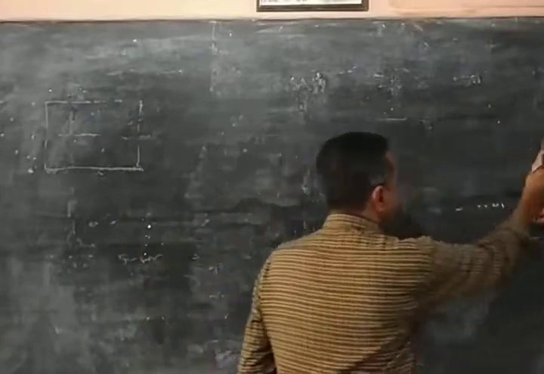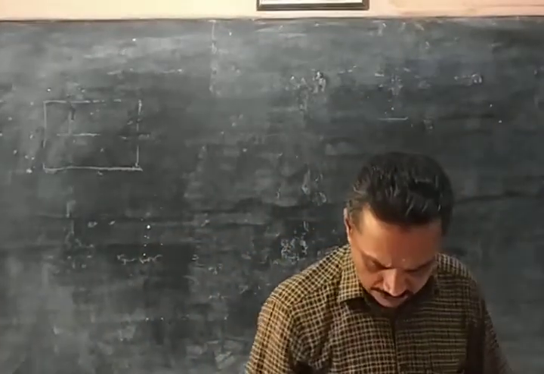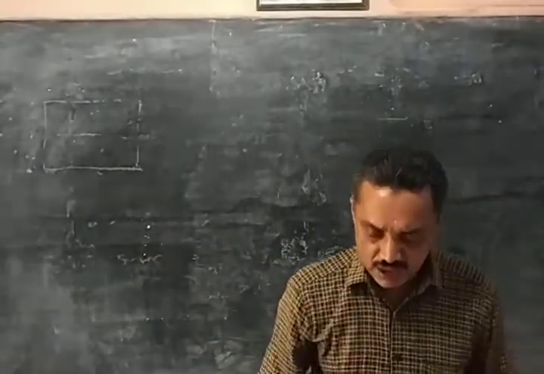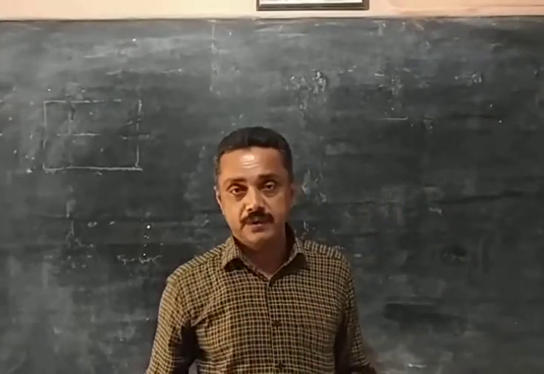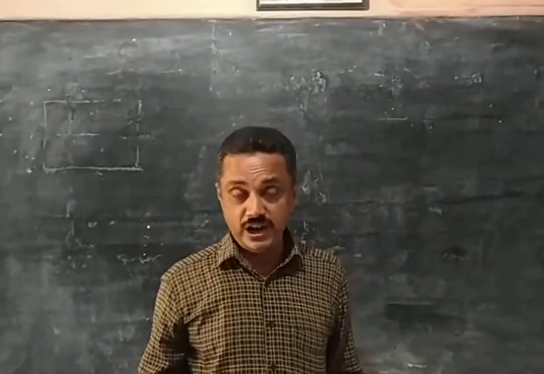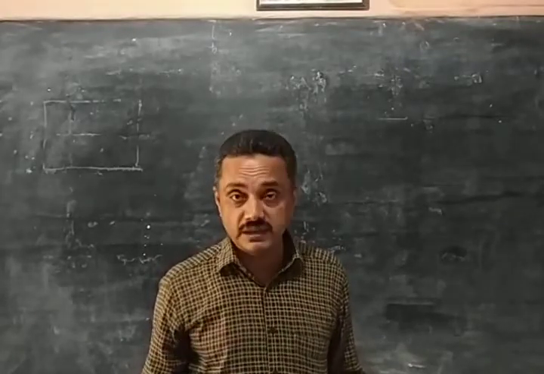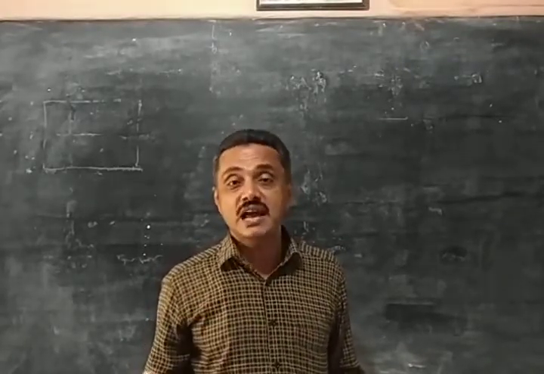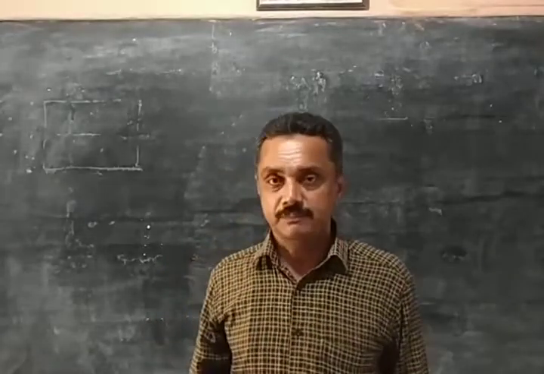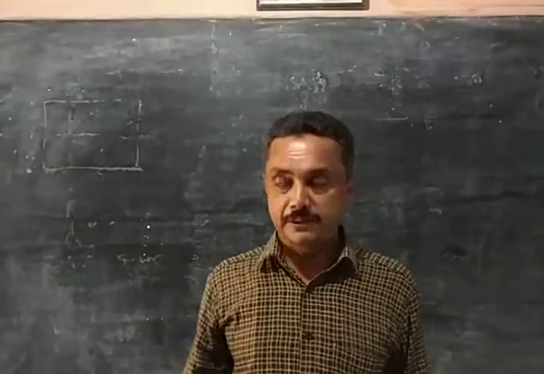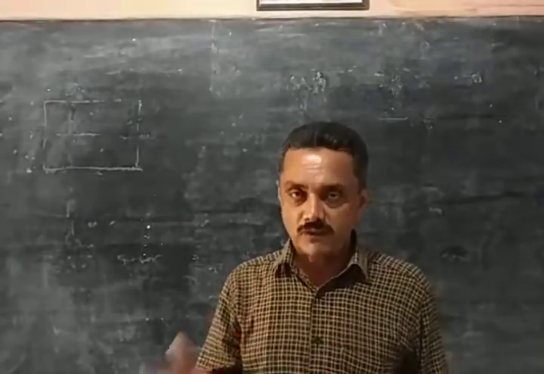Then see the next topic related to flowers. The number of parts may vary. You can see some of the flowers contain 3 petals, some contain 4 petals, some contain 5 petals, or some contain 6 petals. The number of parts may vary from flower to flower.